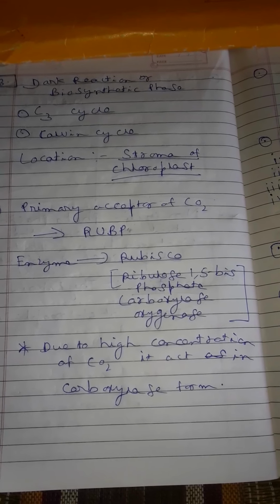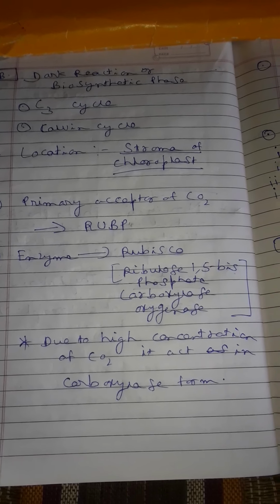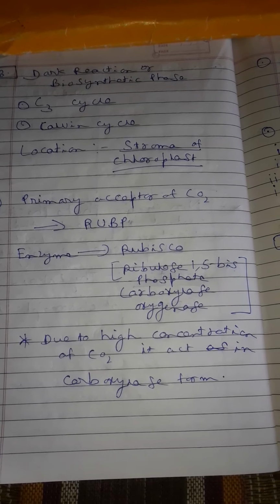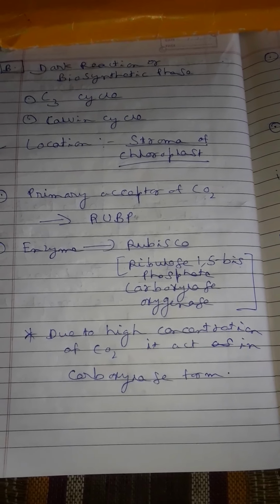Today I'm coming up with the next part of photosynthesis whereby we will discuss dark reaction, C4 cycle, photorespiration, and dual nature of Rubisco. Now let's start.